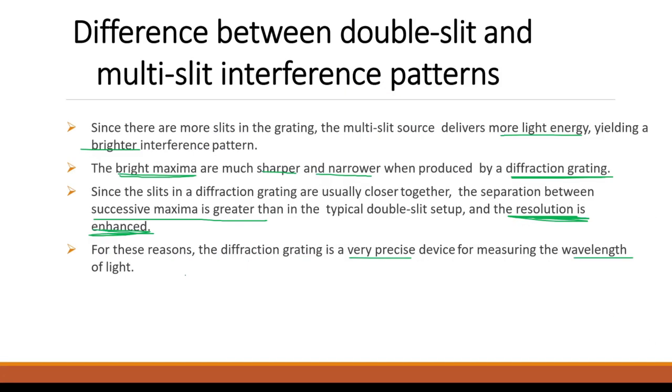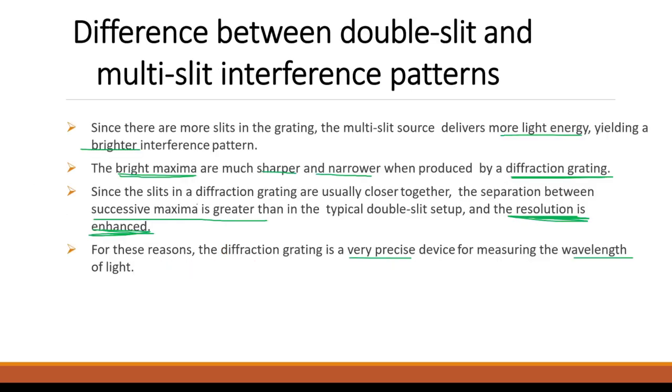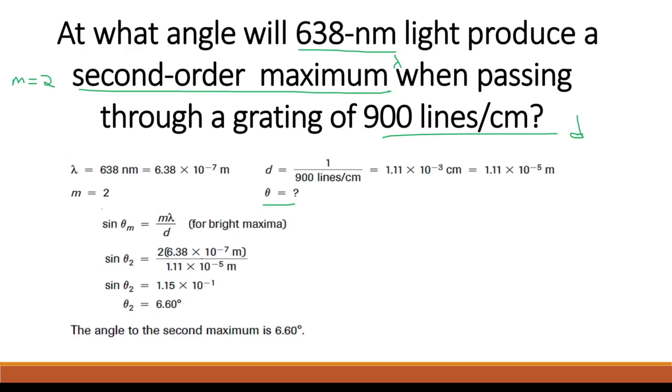So for bright maximum, we said that they constructively interfere and produce maxima using this formula for diffraction gratings. So we put sine theta_m equals m lambda over d. We have our m, we have our lambda, and we want to find theta, so we can take the sine inverse. We don't quite have d.